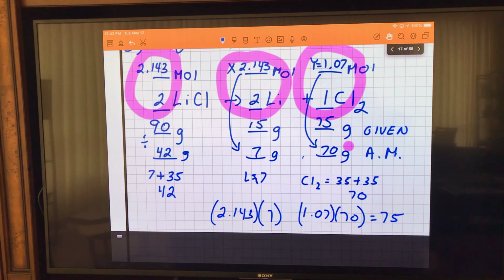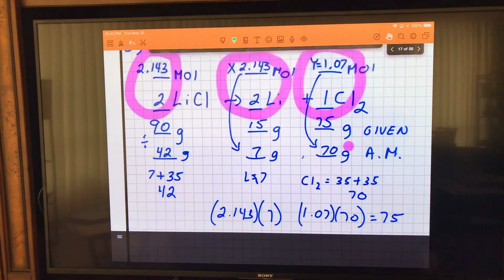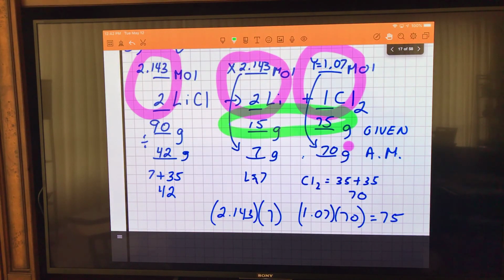Notice if we take the 15 and the 75, I'm going to circle those, that adds up to 90. Conservation of mass. When we break that lithium chloride down, it has to add up to what we started with. All right, so that's our starter for today.